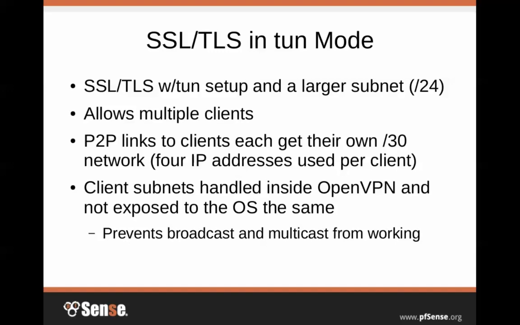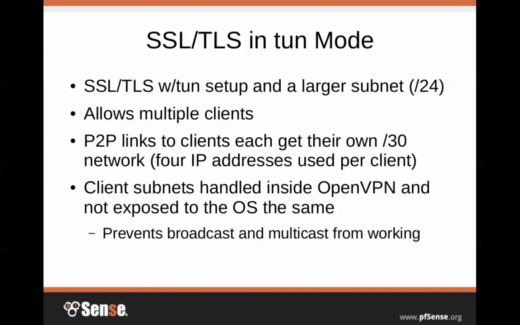even remote access. So the server itself uses the first /30, the next client will get the next /30, and the next client will get the next /30 after that. So effectively in a /24, you can only have 64 clients. And so, if you need more than that, you'll have to use a bigger tunnel network.